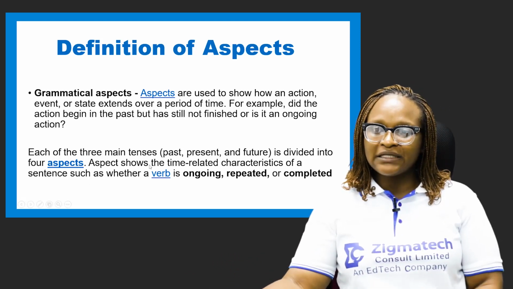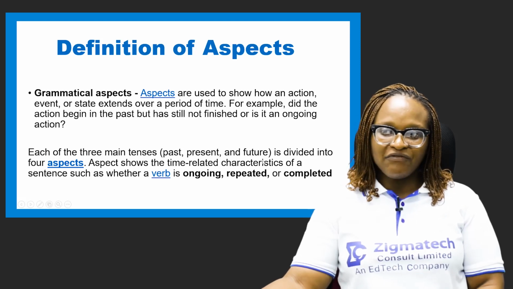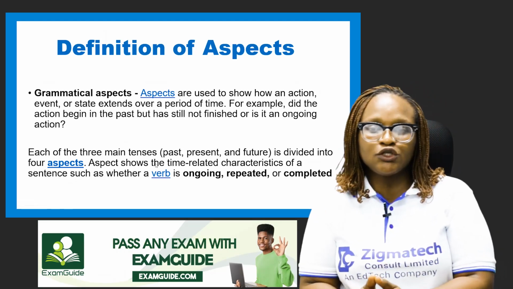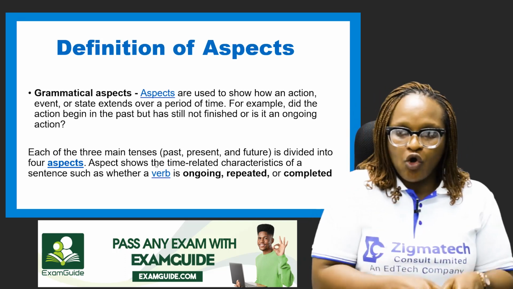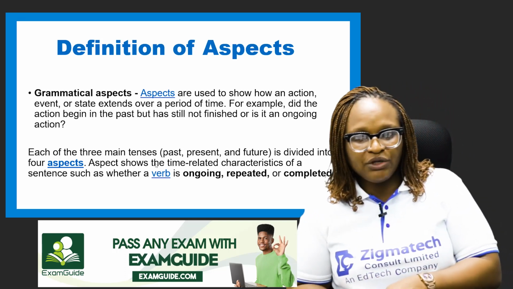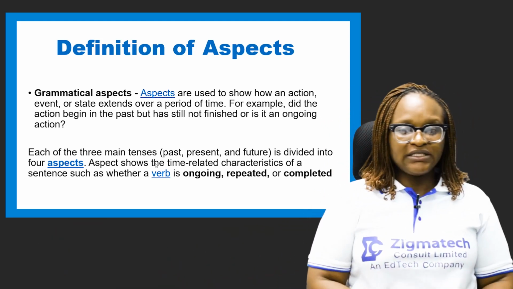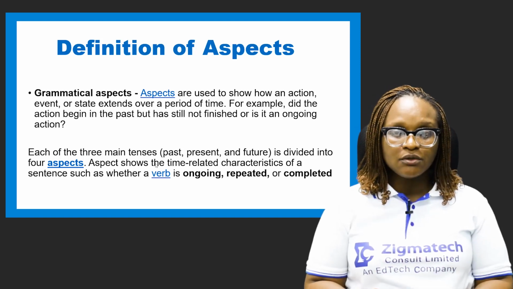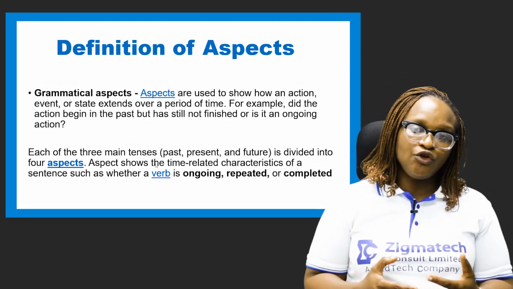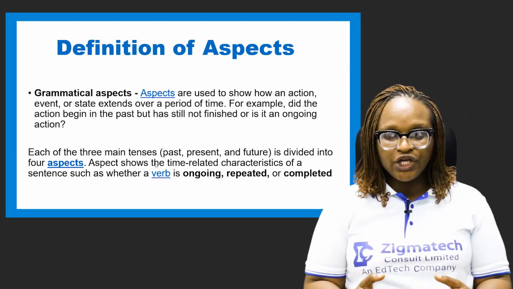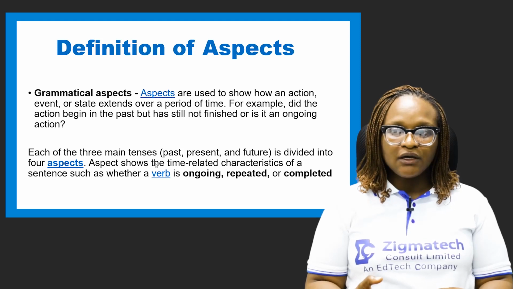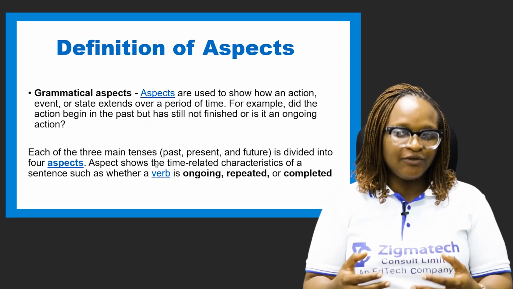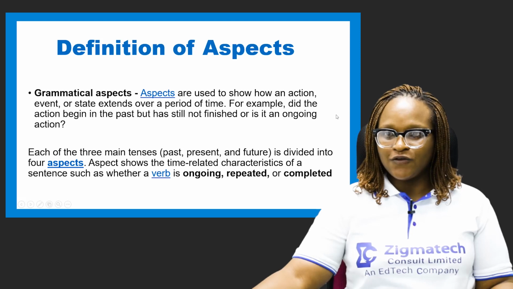So each of the three main tenses is divided into 4 aspects. Aspects show the time-related characteristics of a sentence, such as whether a verb is ongoing, whether a verb is repeated, whether a verb is completed. So that's what aspects do. While tenses tell you the time of an action, aspects go further to tell you if the verb is ongoing, she is smiling. If the verb is repeated, she was beaten. If the verb is completed, she had been beaten. So that is it. So let's look at examples now.